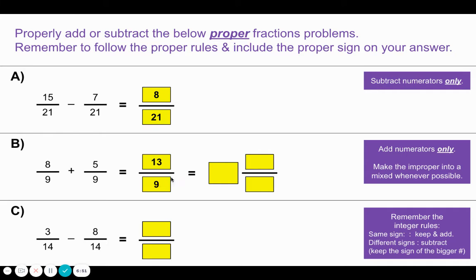So how many 9s can you get out of 13? This is exactly the stuff we were doing yesterday. You're only going to be able to get 1 out of it. How many is left over? That's going to be 4 left over, and you still have the denominator of 9.